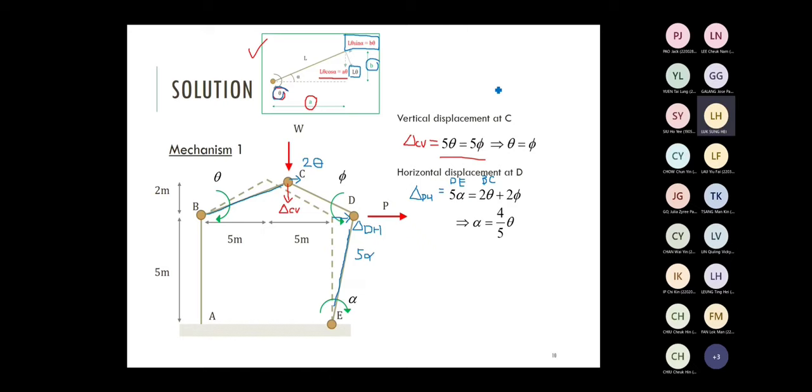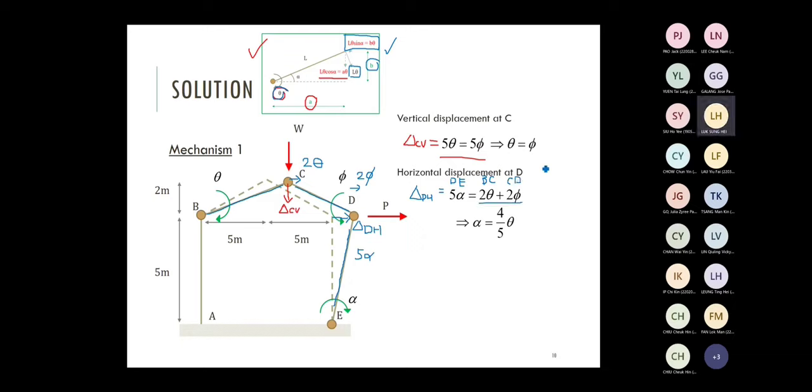But that's not the end, because the upper part is composed of two members, BC and CD. CD also rotates and contributes a little bit to the total horizontal displacement. Then what is the contribution of member CD? Member CD is also an inclined member. To find out the contribution of an inclined member, use the equation at the top. It is equal to the height of this member, 2, times the rotation. The rotation for member CD is equal to phi. 2 phi is the contribution of member CD.